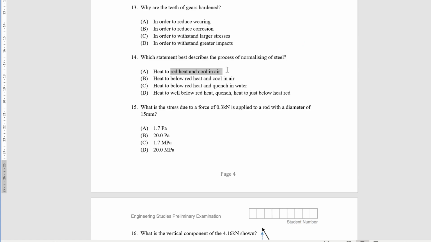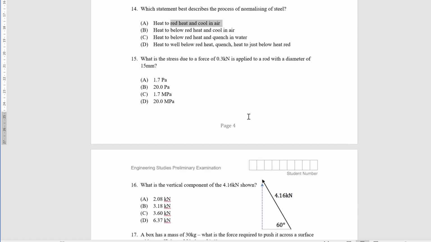So, heat to red hot, then cool in air. A looks good. I'm not going to overthink it because I'm trying to do this quickly. I don't want to get one of these wrong and be wrong on the internet. That does sometimes happen when I don't read properly.